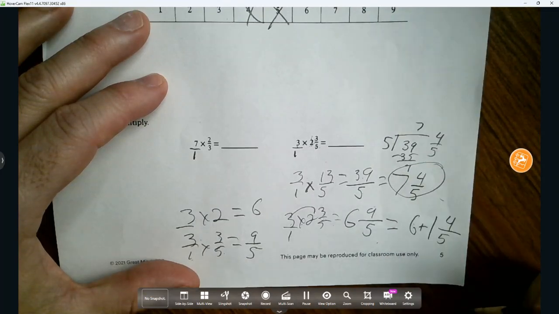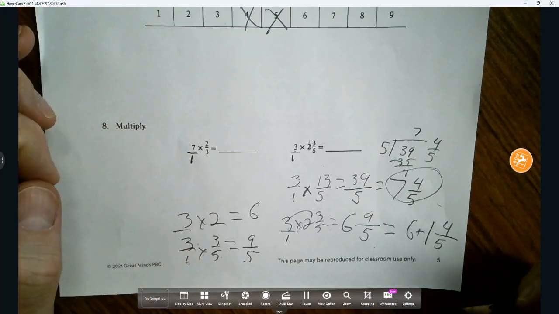7 with the 4/5. So either way, it works. Do whichever one's best for you.